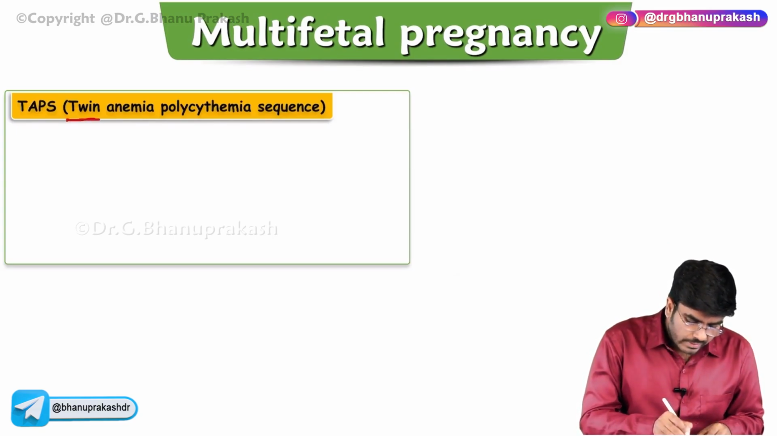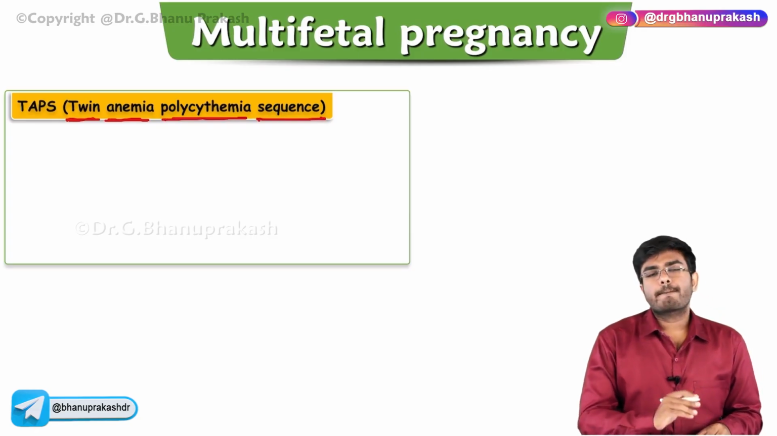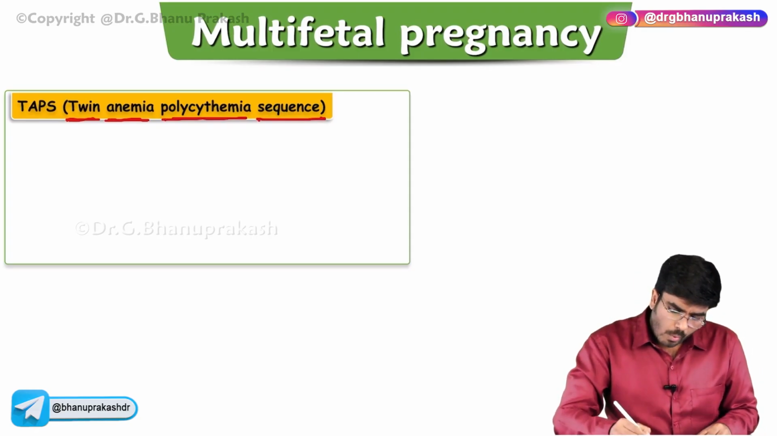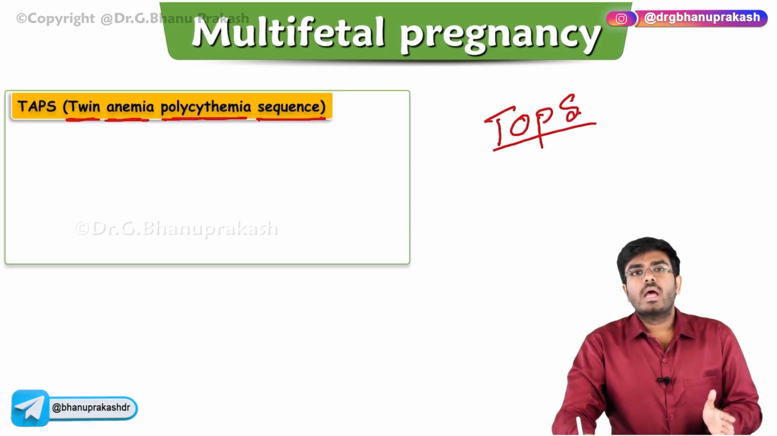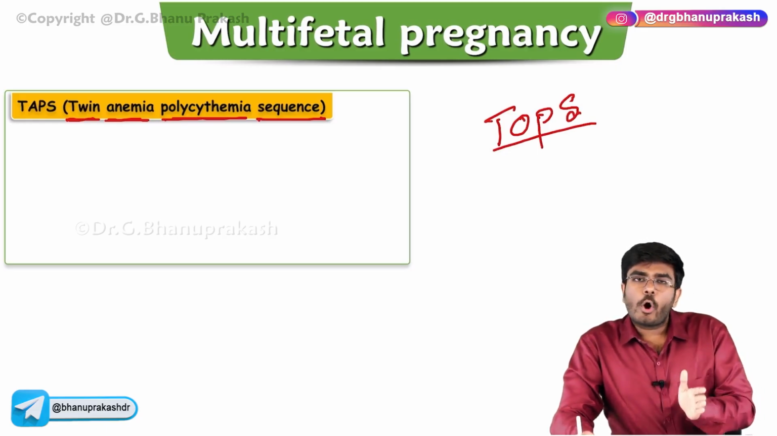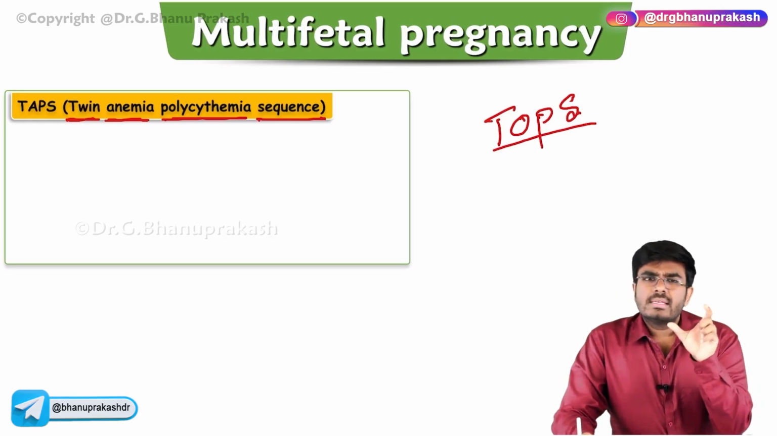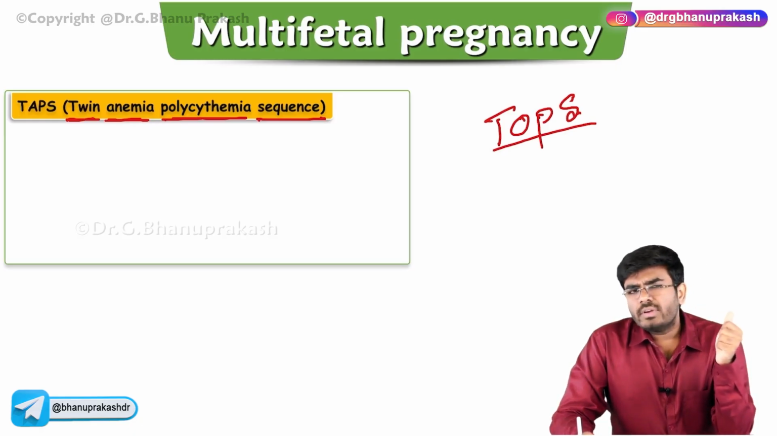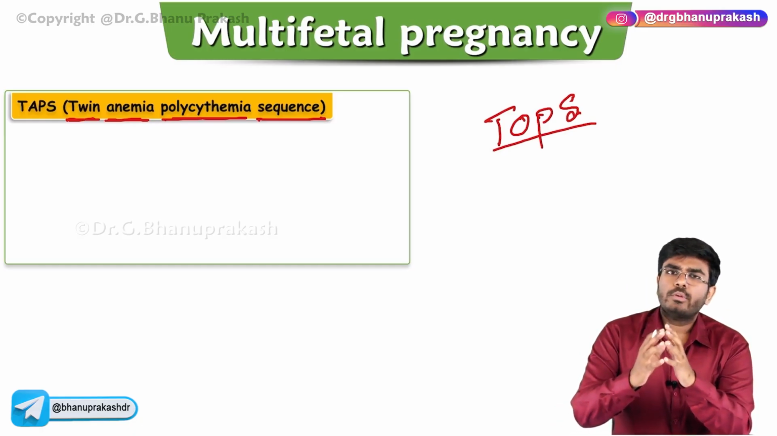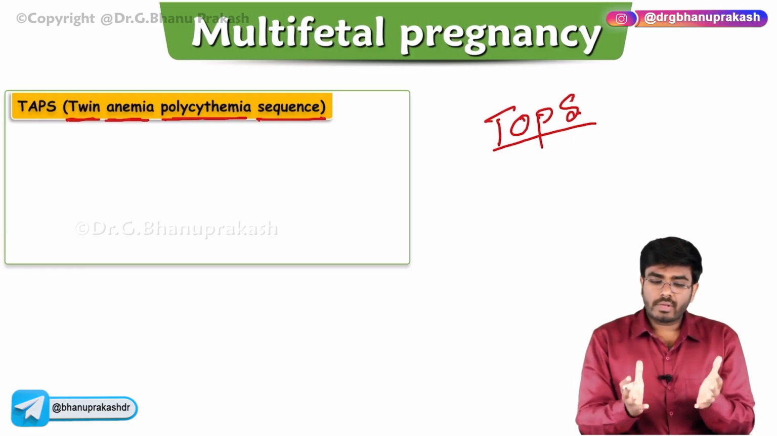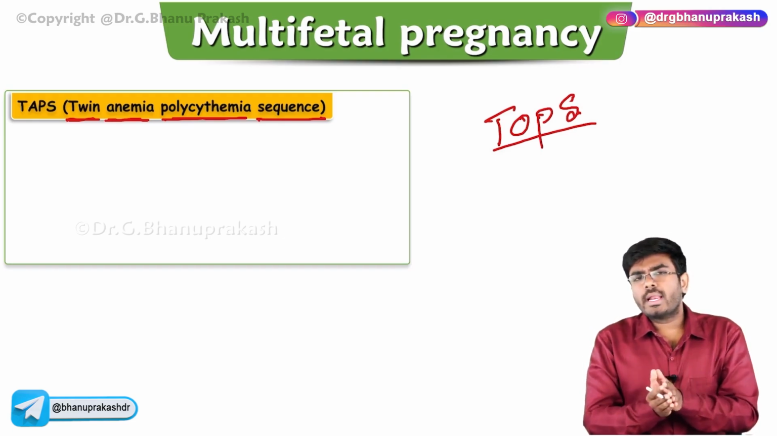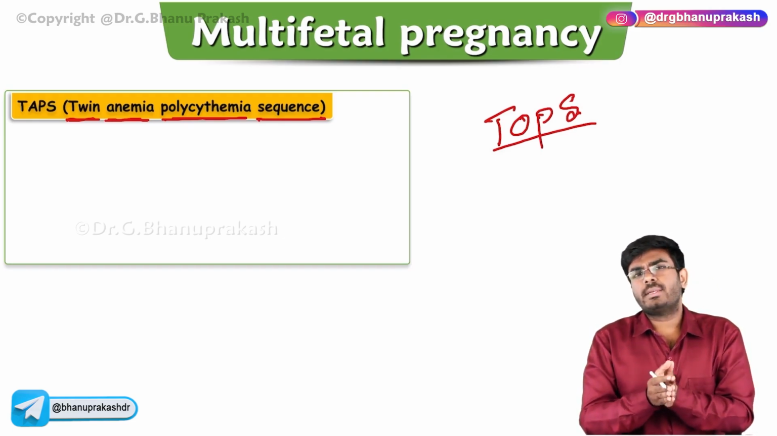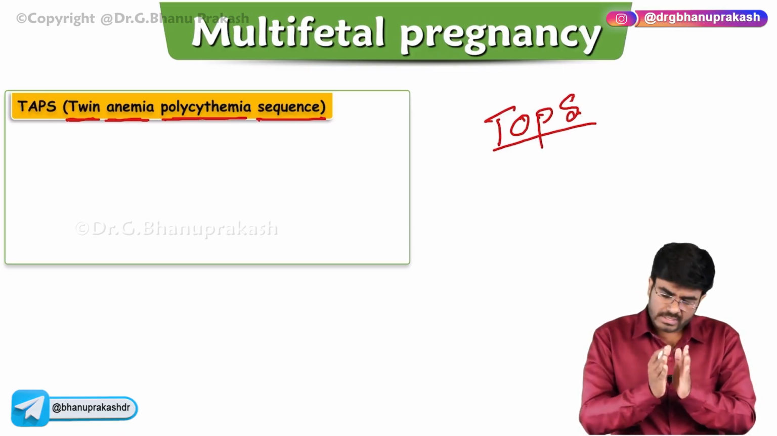TAPS means twin anemia polycythemia sequence. Guys, remember, just wait. What exactly is TOPS? Twin oligohydramnios polyhydramnios sequence. See, in twin transfusion syndrome, one baby, the recipient, is going to have polyhydramnios. One baby is going to have oligohydramnios. Am I true or not? Yes. So twin oligohydramnios and polyhydramnios sequence is seen in twin transfusion syndrome. Absolutely seen.